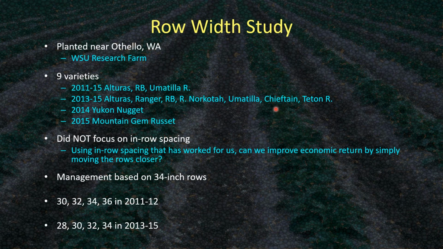So the row width study that I conducted was across 5 years. It was planted near Othello, Washington on our WSU research farm. Over the course of the years, we looked at 9 varieties. We ended up looking at the main varieties at the end, the big ones like Burbank, Umatilla Ranger, Alturas. But we also looked at ones like Chieftain, Teton Russet, Yukon Nugget, Mountain Gem Russet.